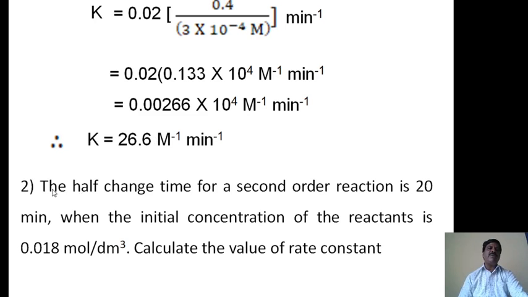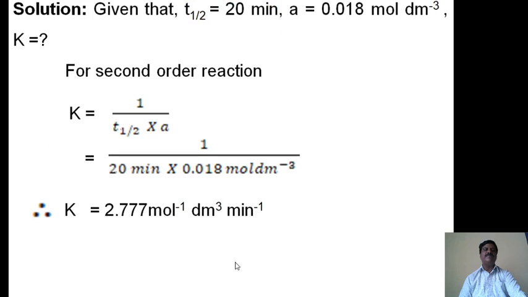Now the next problem, the second problem. The half change time for a second order reaction is 20 minutes when the initial concentration of the reactant is 0.018 mole per dm cube. Calculate the value of the rate constant. Solution: given that t half is 20 minutes, and the initial concentration is given, that is a equal to 0.018 mole per dm cube, and k you have to calculate.